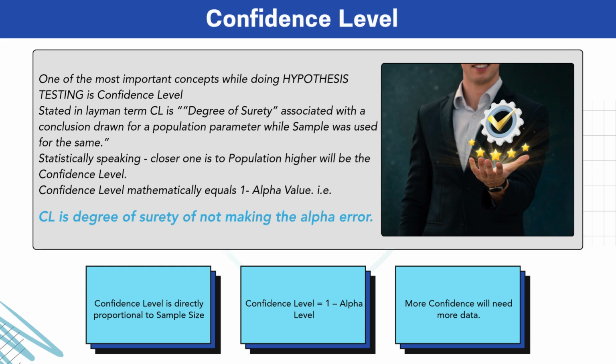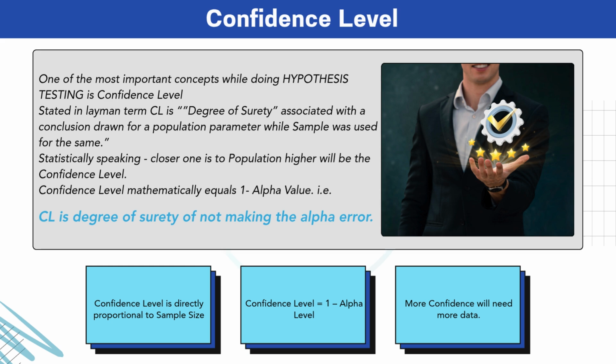Bigger sample equals better representation of the population, equals higher confidence. 2. CL equals 1 minus alpha level. As explained, the lower your alpha, the higher your confidence level. 3. More confidence needs more data. If you want 99% confidence instead of 95%, you'll need a larger sample to maintain statistical power.